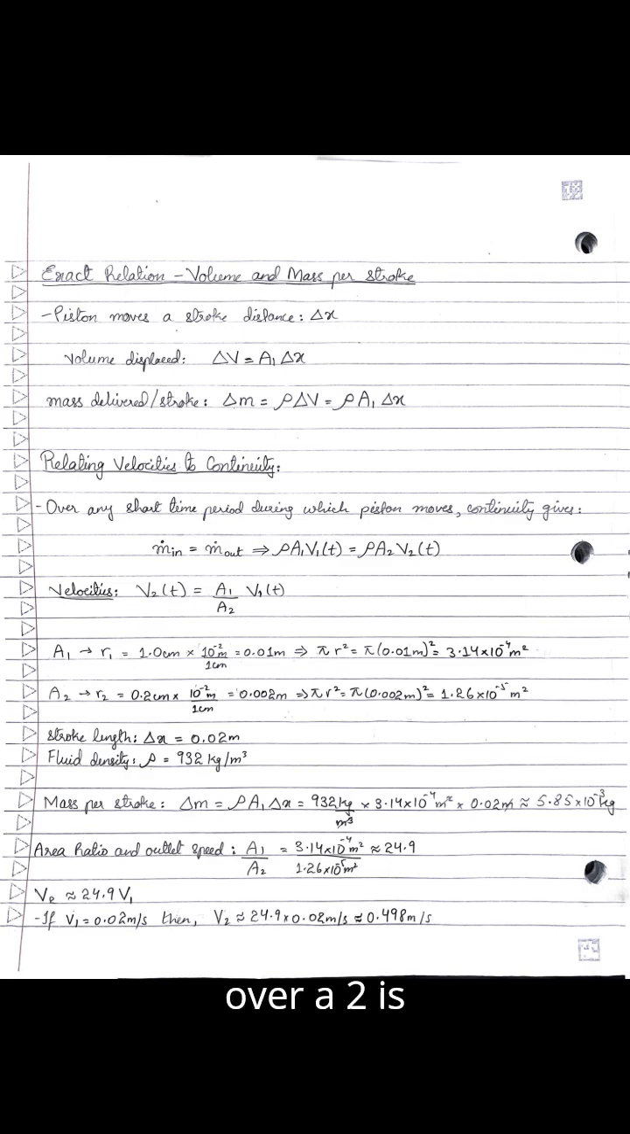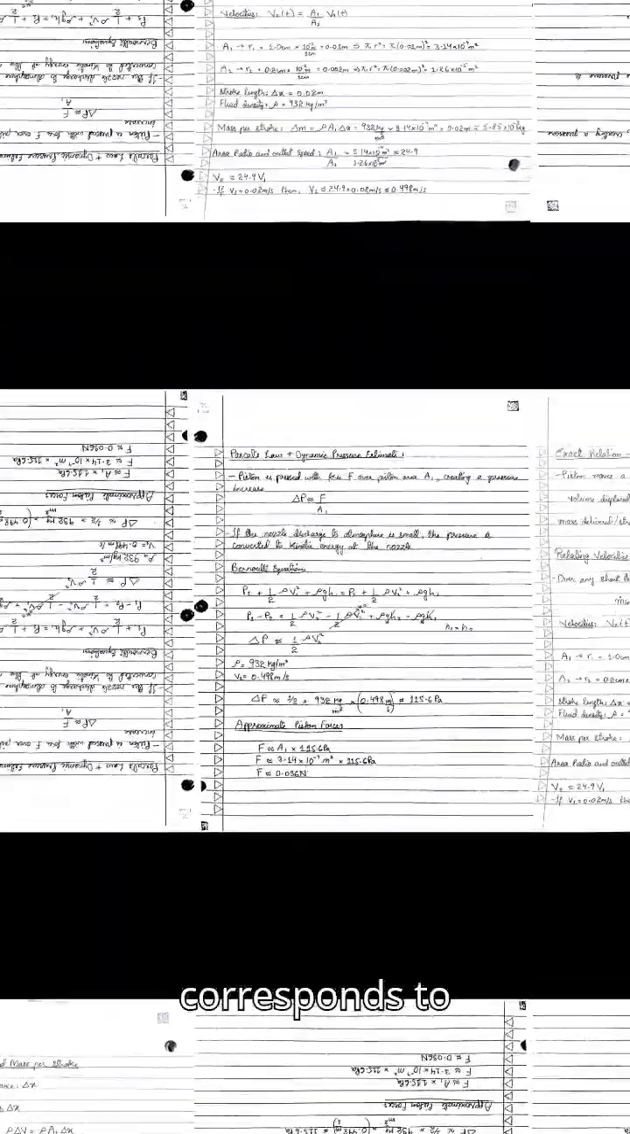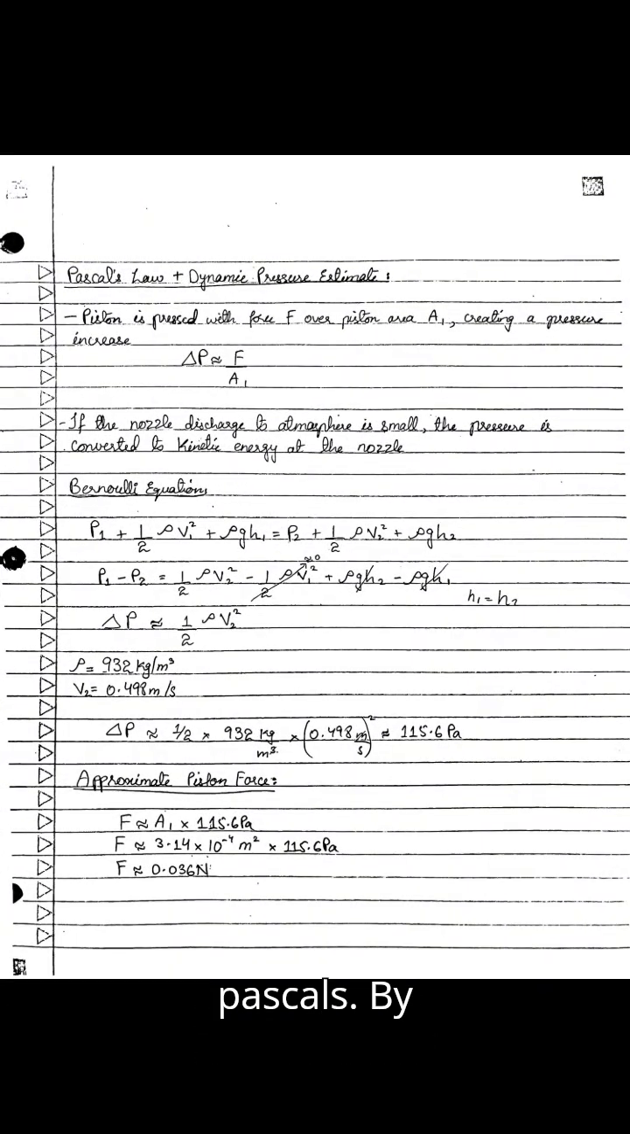Using typical dimensions, A1 over A2 is about 25. If the piston speed is 0.02 meters per second, the outlet speed becomes 0.5 meters per second. From Bernoulli's principle, that velocity change corresponds to a pressure of roughly 115 pascals. By Pascal's law, the force on the piston is pressure times area, about 0.04 newtons ideally, though real pumps need more due to friction. So a gentle push of your hand converts small pressure into fast, directed flow, a perfect example of continuity, Pascal's, and Bernoulli's laws in action.